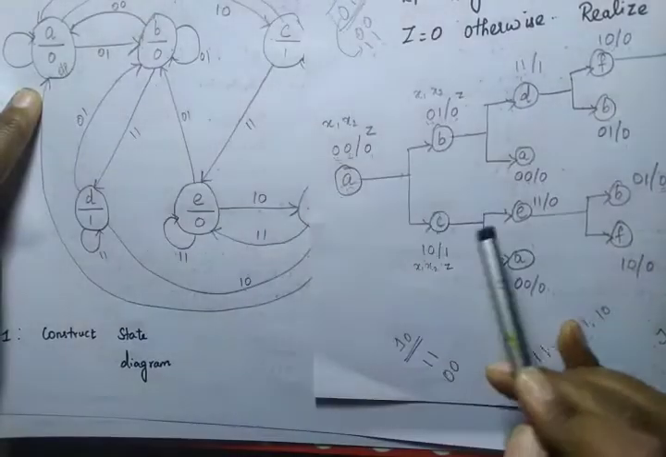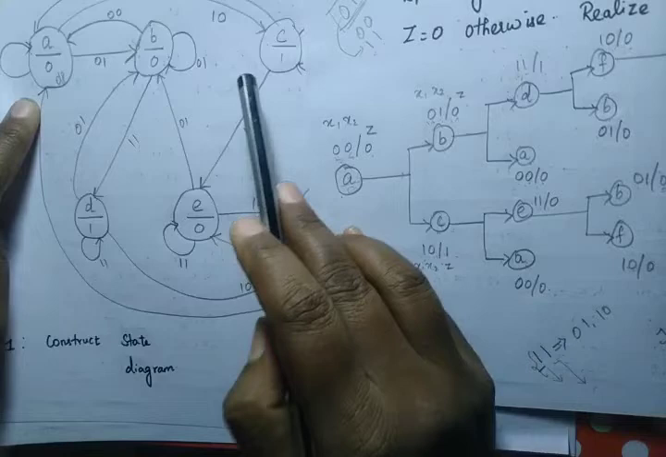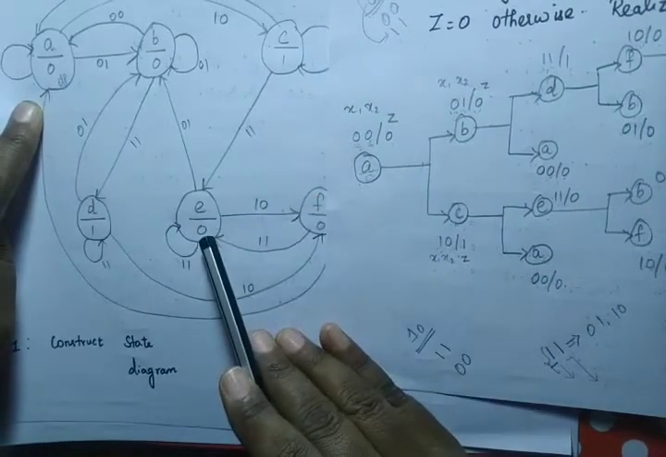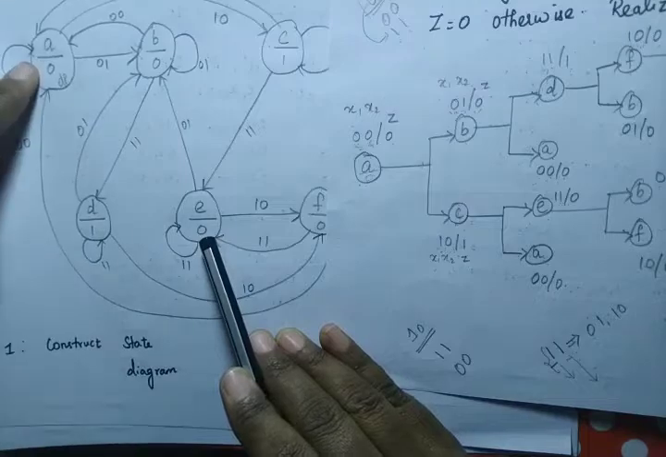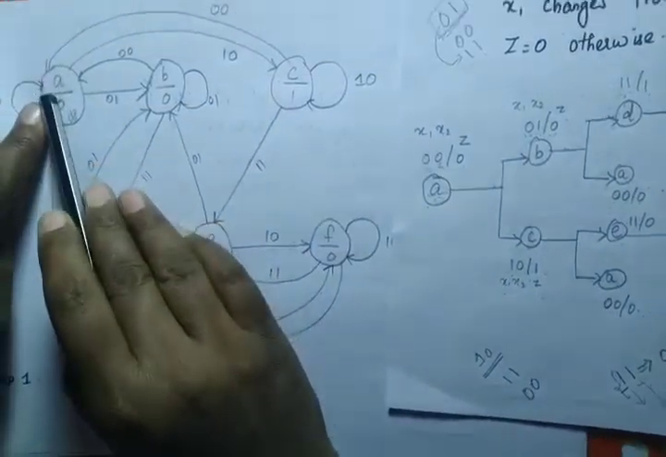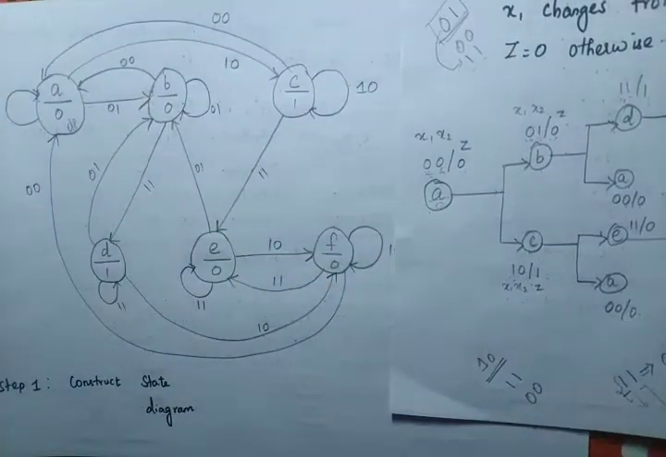Next, C. C will move to E and A. So here we have C and this will move to E and A. So here we have E and here we have A. So C moves to E and C moves to A. So that's it. Then we have E that will move to B and F.